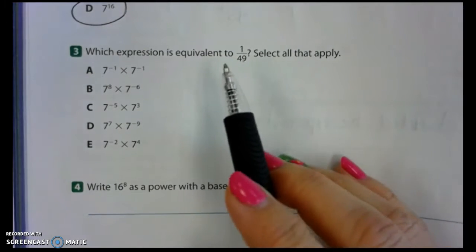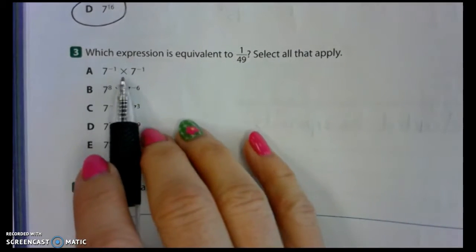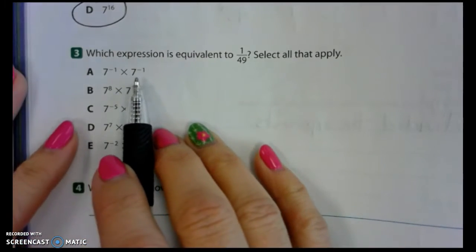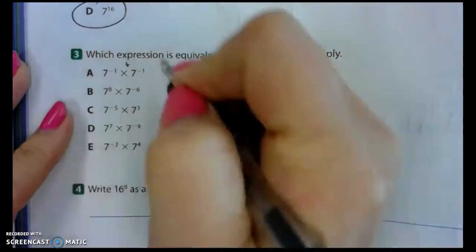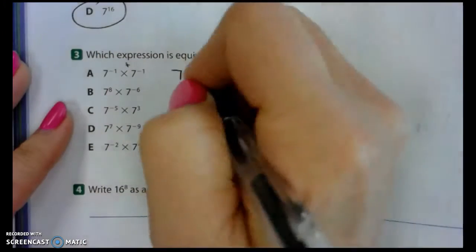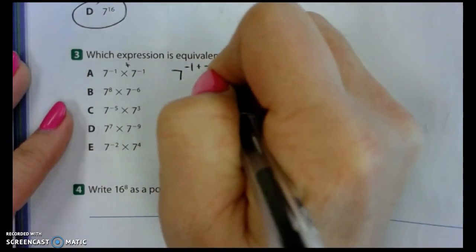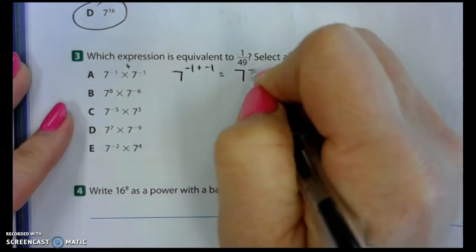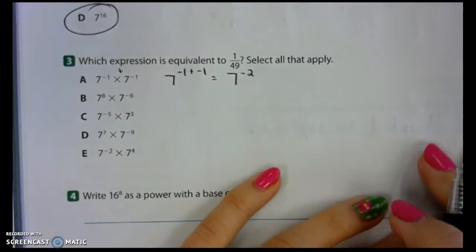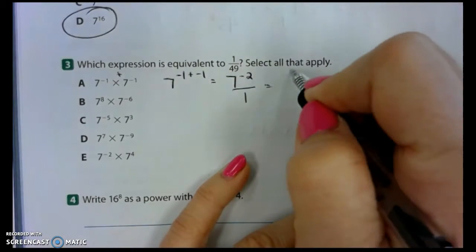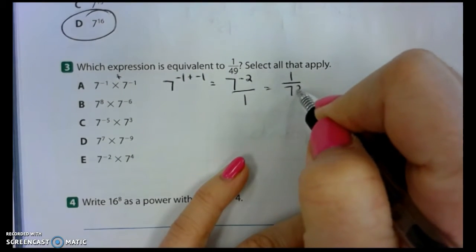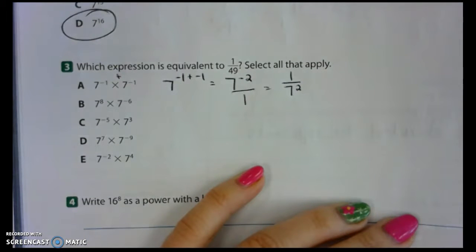On A, you've got 7 to the -1 times 7 to the -1. That is a product rule. You're going to keep the 7, and you're going to add the -1 and -1. So -1 plus -1 becomes -2. We cannot leave a negative exponent. Make it a fraction. Flip the reciprocal, and you end up with a positive exponent.